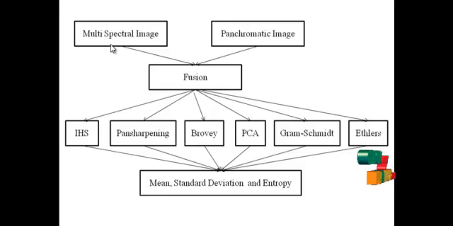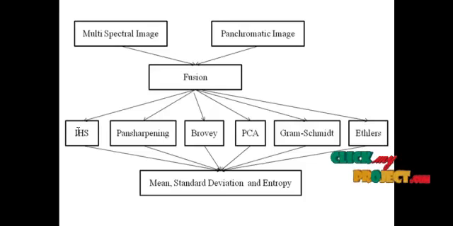Initially, the multispectral images and the panchromatic images were loaded. Multispectral images contain several bands. The multispectral images have high spectral resolution and the panchromatic image has high spatial resolution. When they are fused, the resulting image contains high spectral and spatial resolution. Then we are applying several fusion methodologies in order to compare the different fusion methods. First we are using IHS.